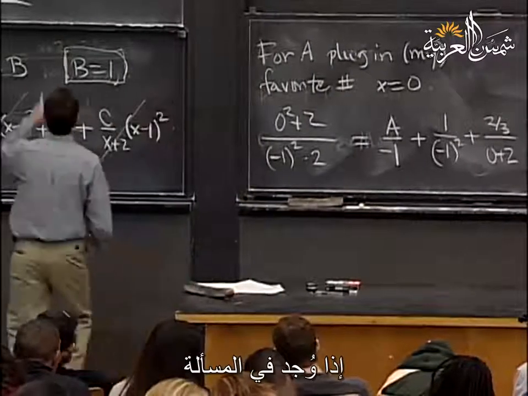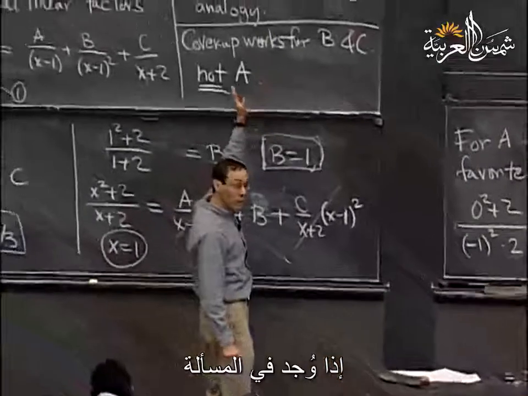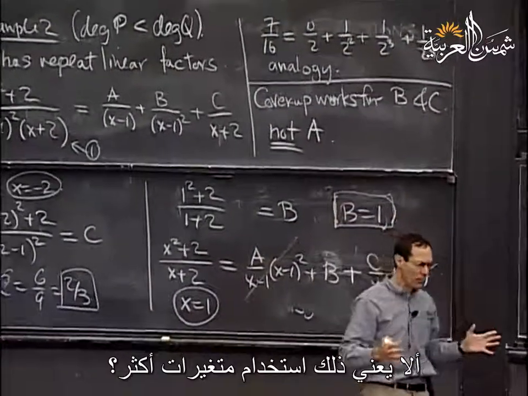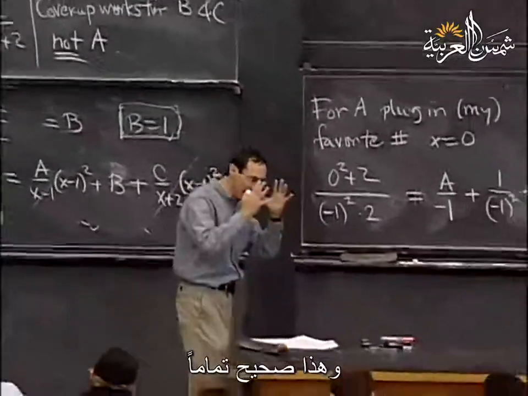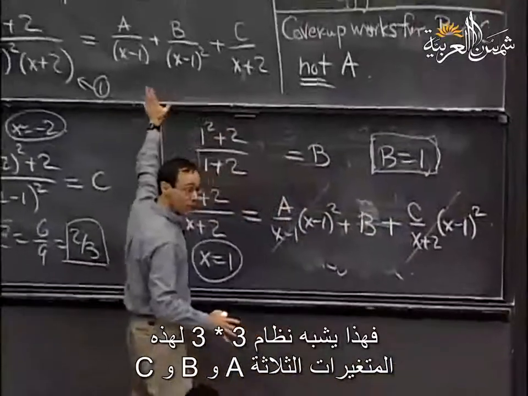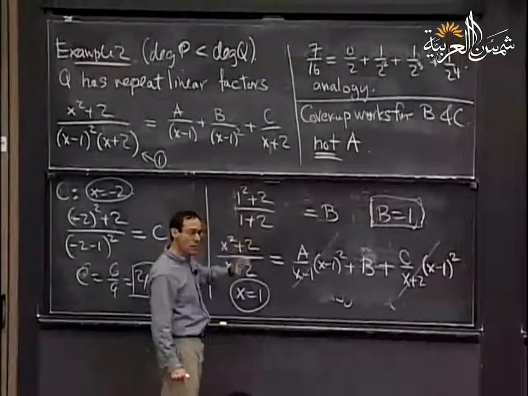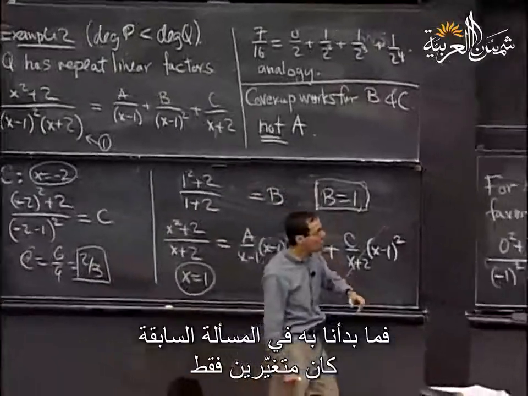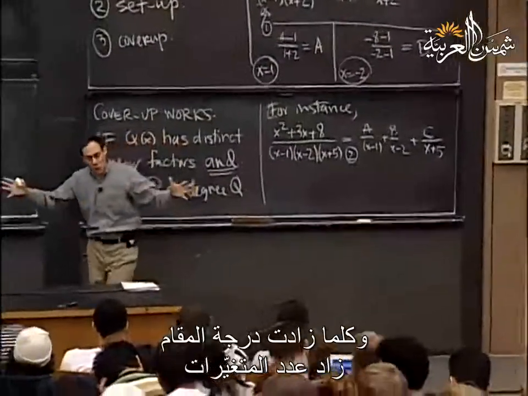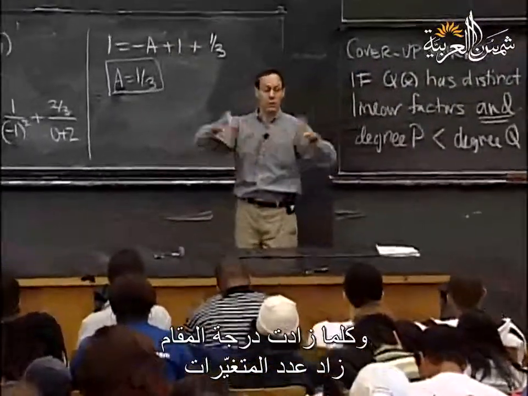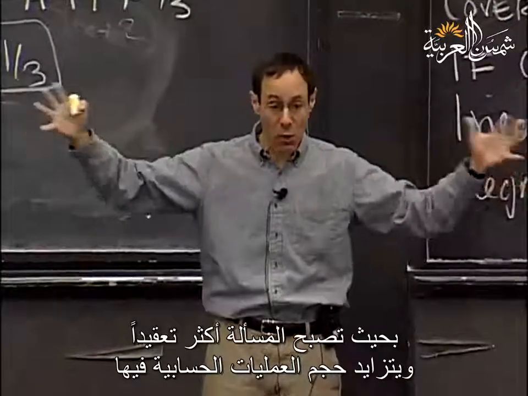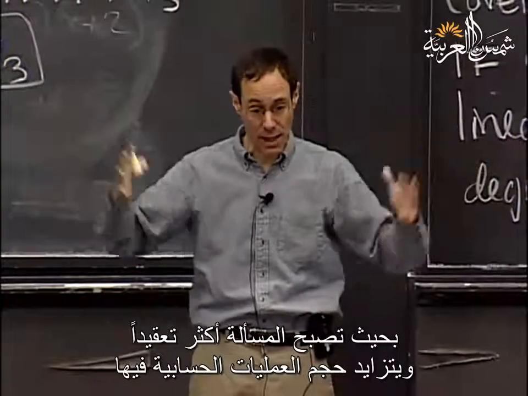If you had, as in this sort of situation here, more powers, wouldn't you have more variables? Very good question. That's absolutely right. This was a 3-by-3 system in disguise for these three unknowns, A, B, and C. What we started with in the previous problem was two variables. It's over here, the variables A and B. And as the degree of the denominator goes up, the number of variables goes up. It gets more and more complicated, more and more arithmetically intensive.